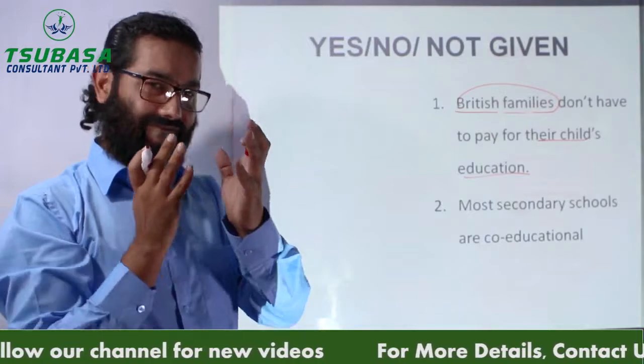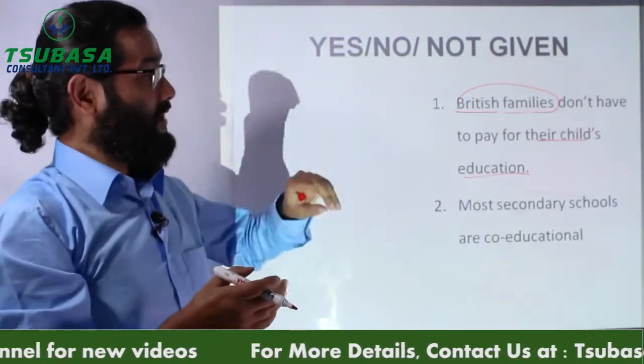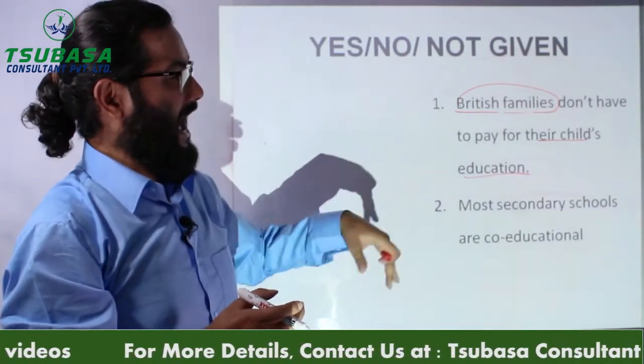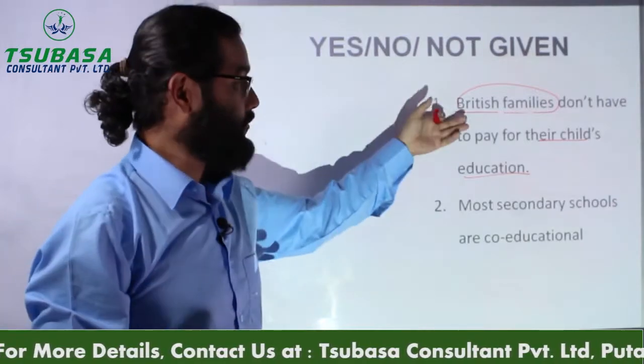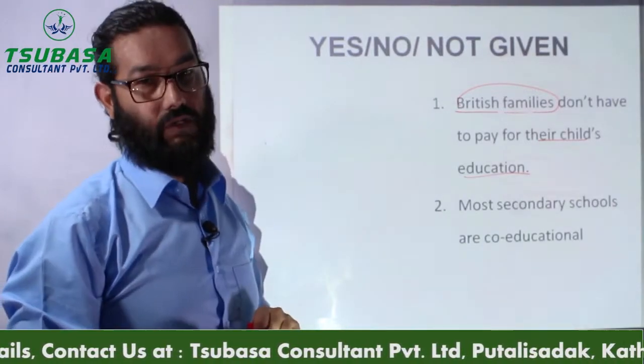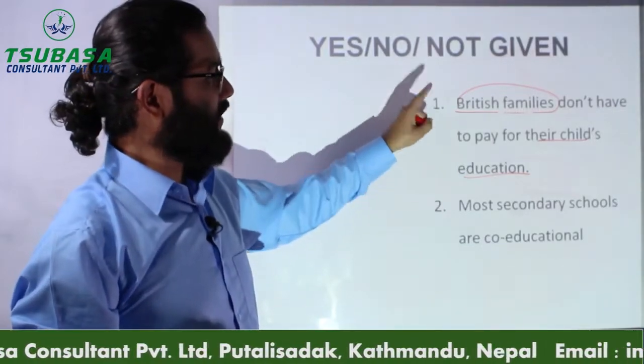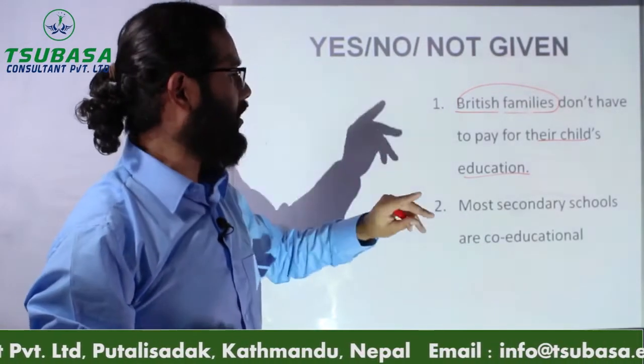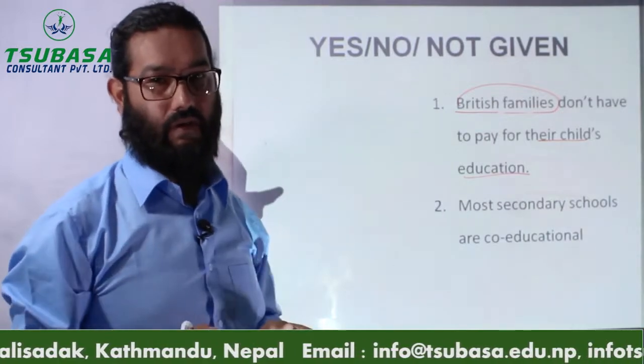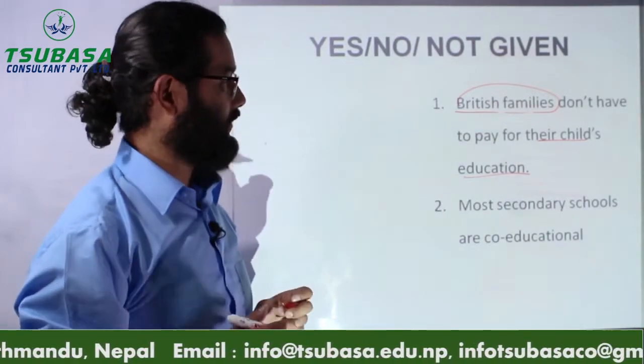So now what are you going to find out in the passage? Whether these British families have to pay or not. If they have to pay, the statement is false, I mean, it is no. If it does not talk about whether they have to pay, if it does not at all talk about payment, that is absolutely not given.